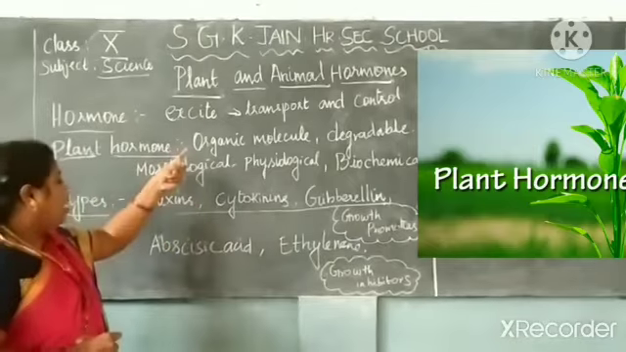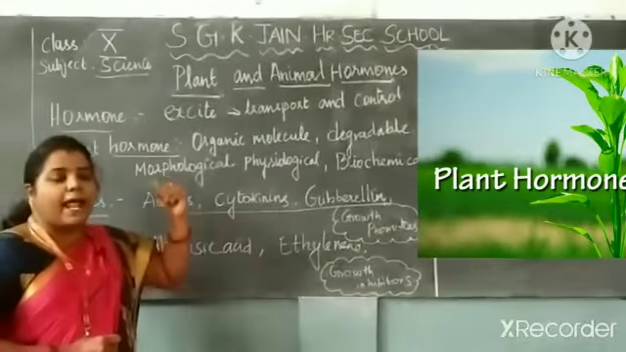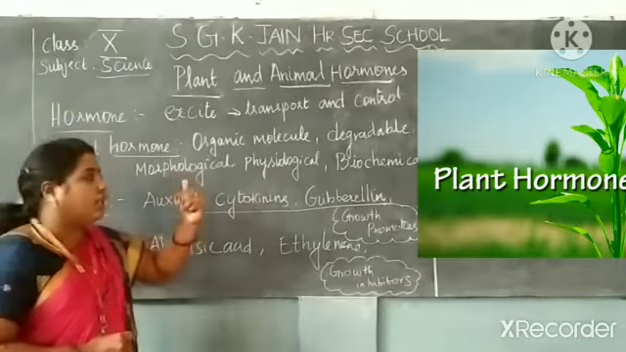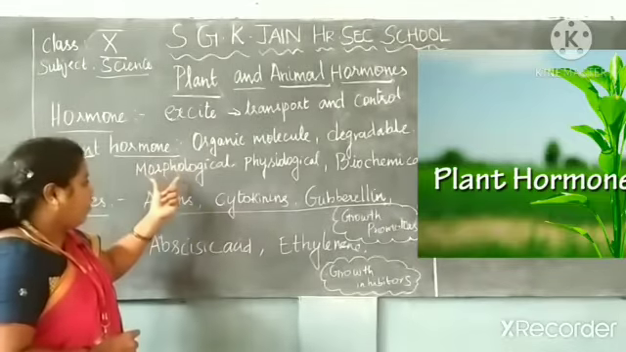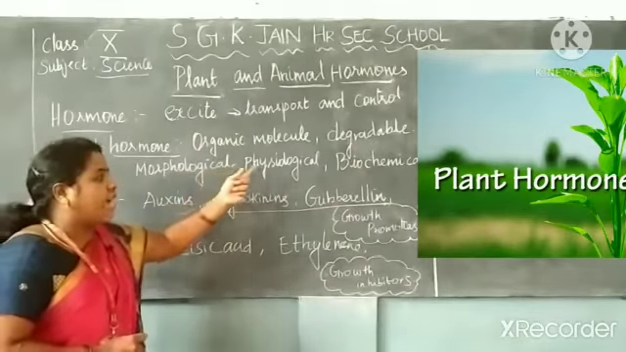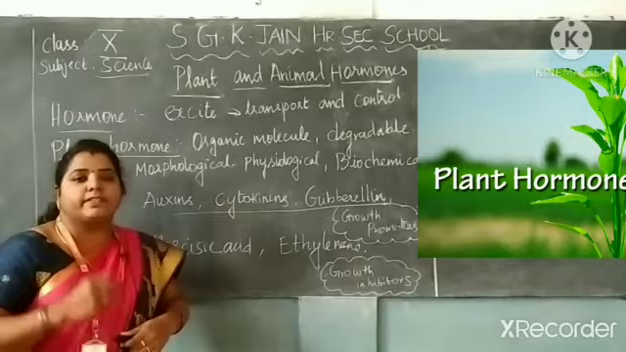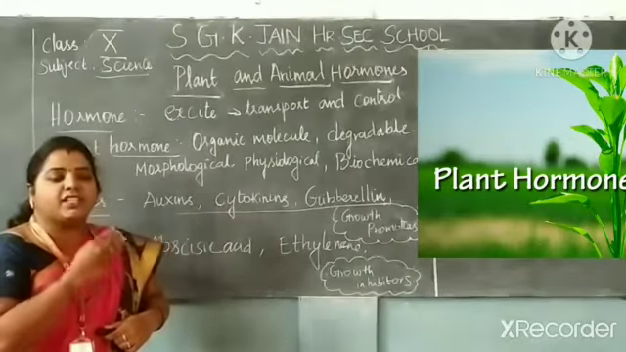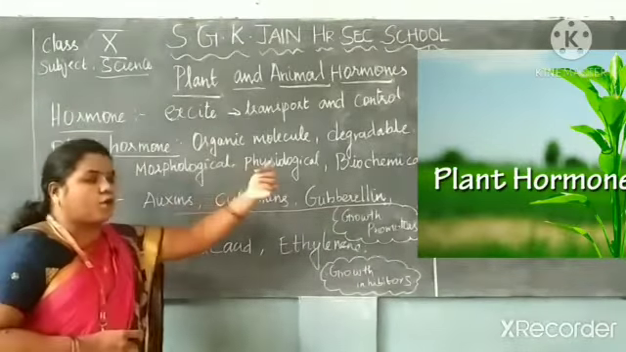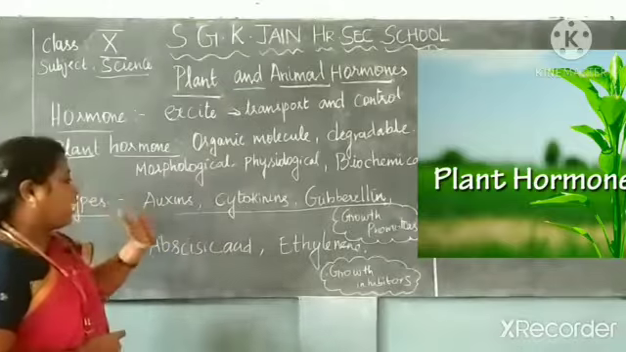Next, plant hormones have the tendency to control the morphological, physiological as well as the biochemical responses in the plants. So hormones have the ability to control all these processes. Next we go on to the types of hormones.